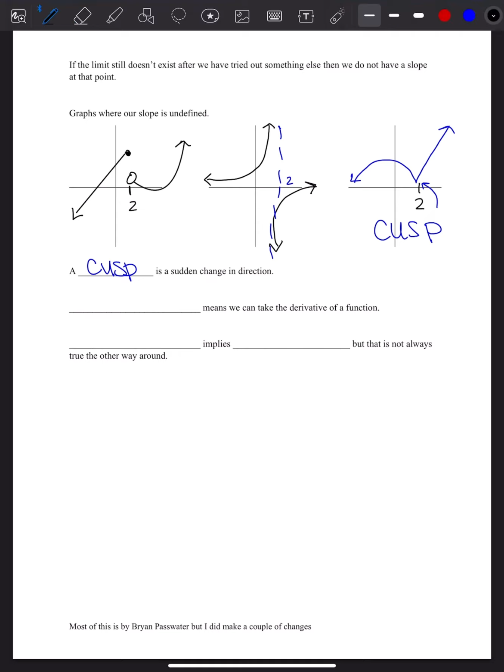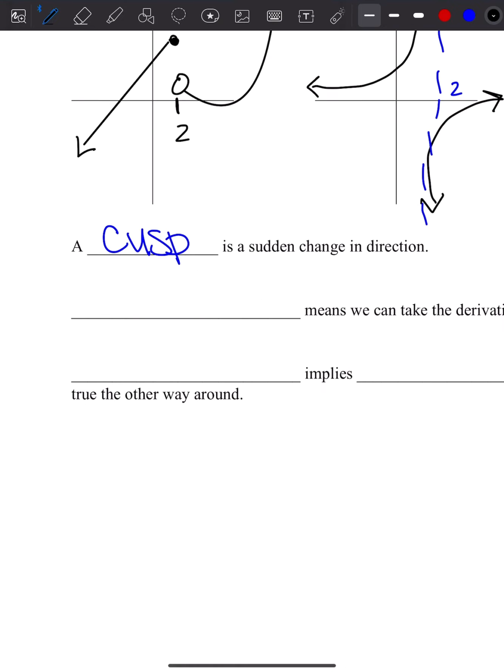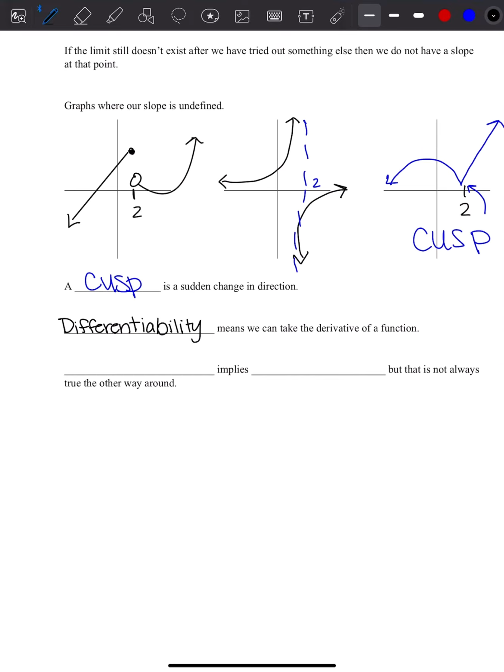So the other thing that we're going to talk about is just this last little bit, which is more of a vocab thing. We have a special word that you guys saw on that review, which is the word differentiability or differentiable. I have to look at how to spell it. So differentiability means we can take the derivative of a function. That's all it means, is that we can take a derivative of that function.